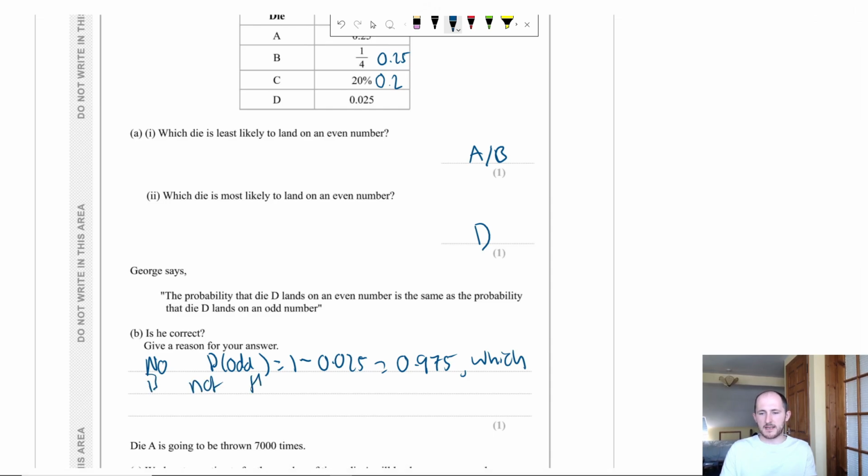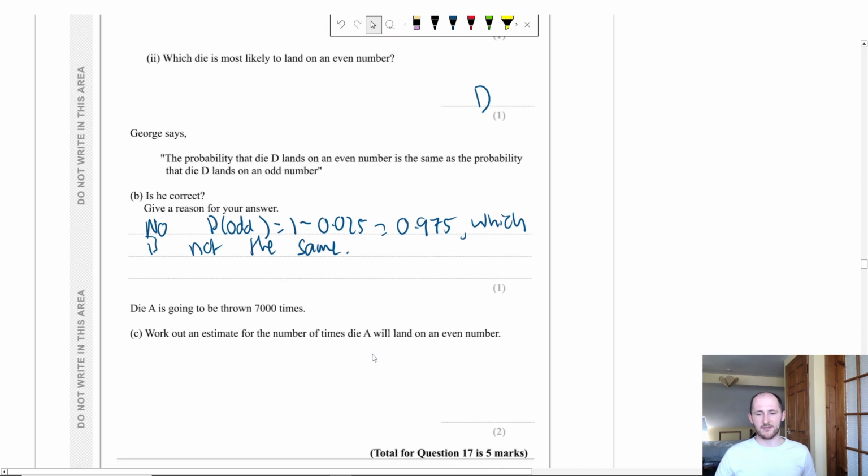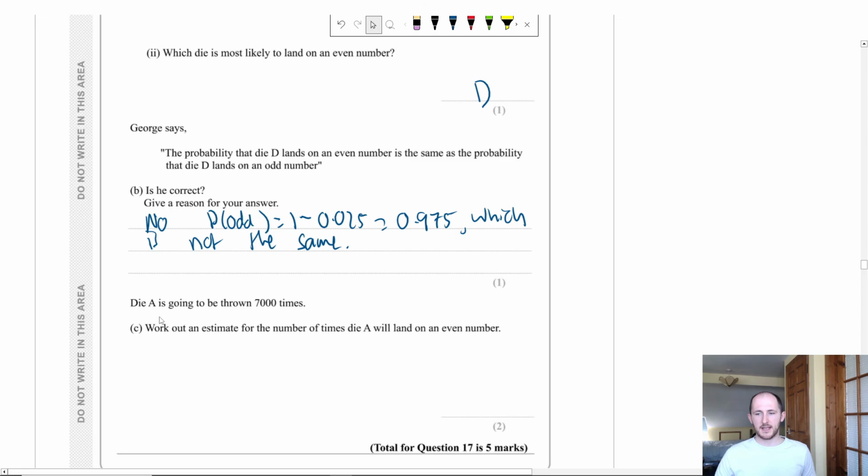So again, the best way to show something or prove something is to just calculate it yourself, and then you can illustrate it. So I know most of you probably knew the answer was no, but showing it is a different kind of ball game. Die A is going to be thrown 7,000 times. Work out an estimate for the number of times it will land on even.